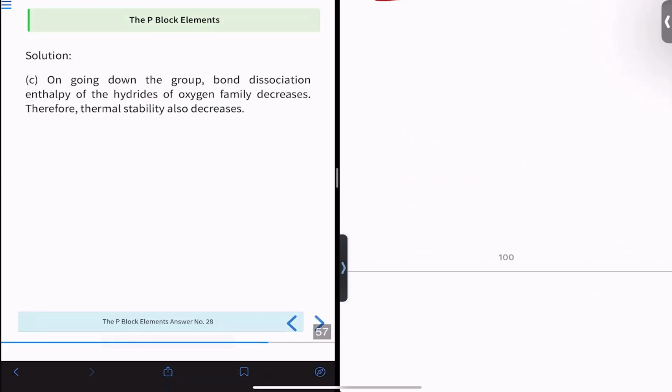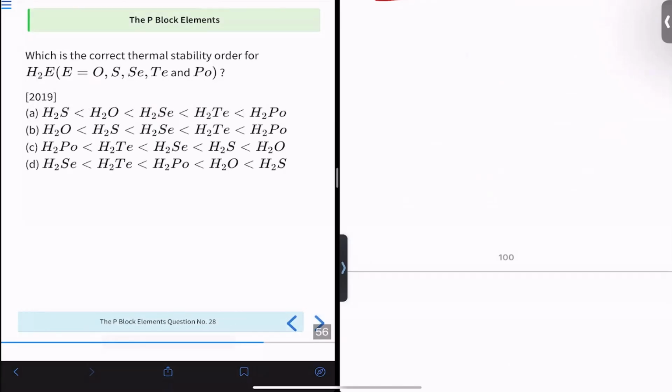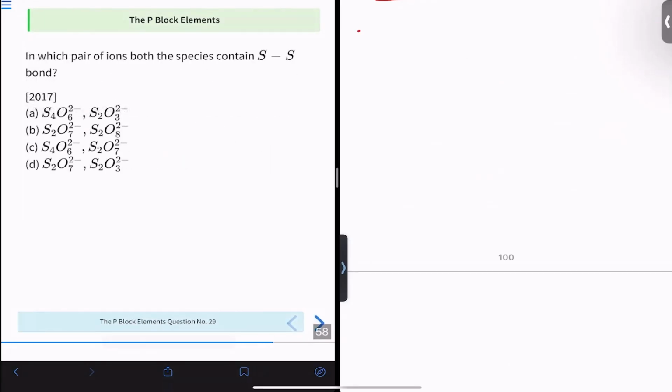So with this, I'm moving on to question number 29. Question number 29 says, in which of the following pairs of ions do both the species contain S-S bonds? To find this out, you have to draw a diagram.